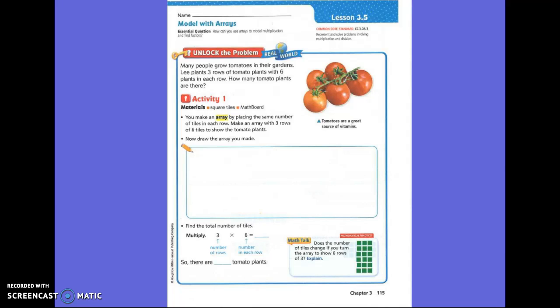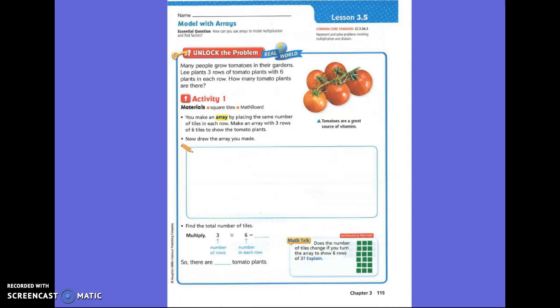Many people grow tomatoes in their garden. We plant 3 rows of tomato plants with 6 plants in each row. How many tomato plants are there? In this activity, to find out how many tomato plants there are, we are going to make an array.